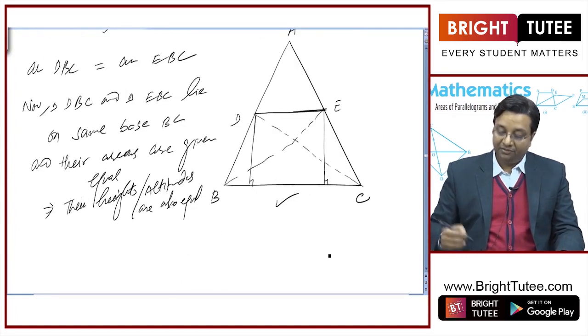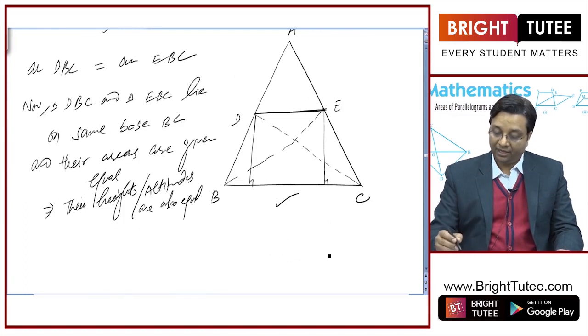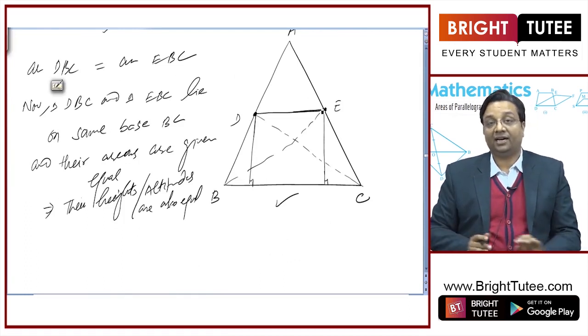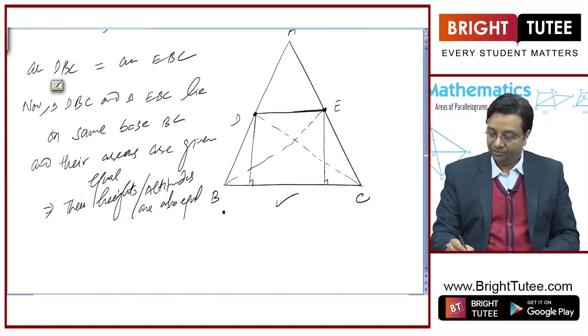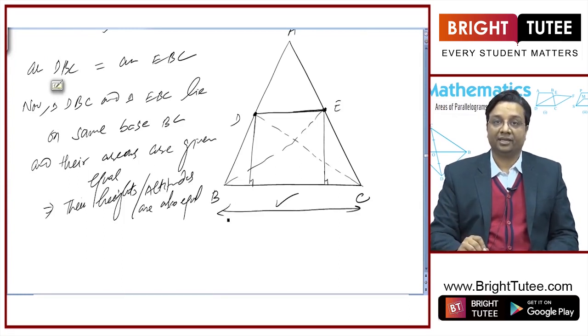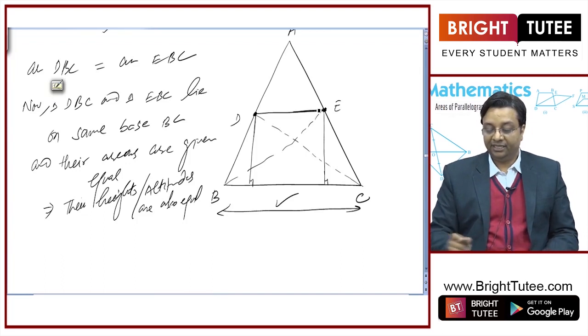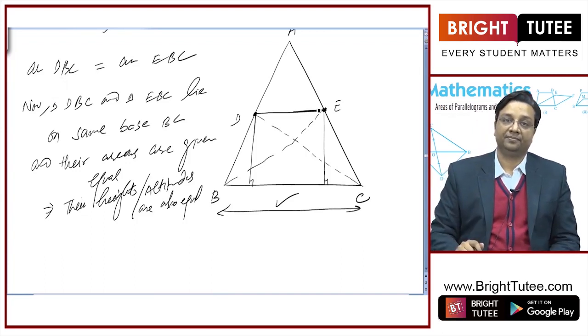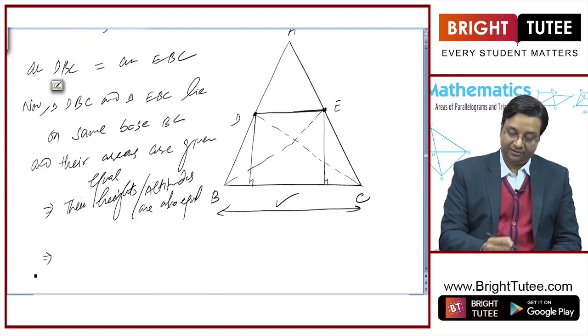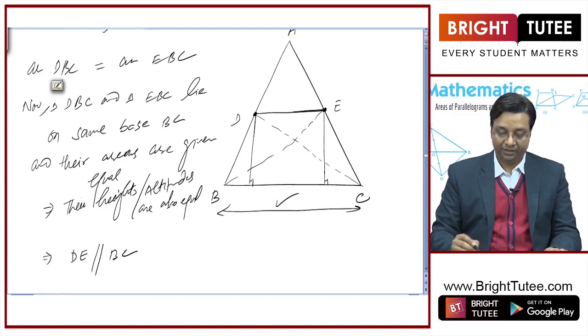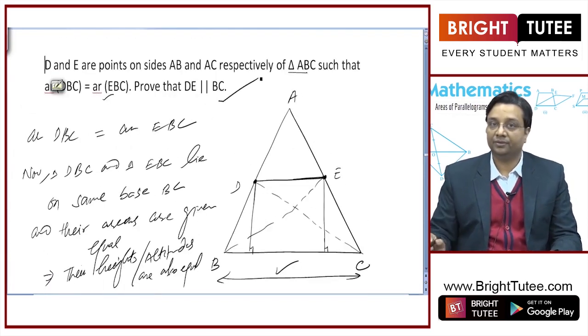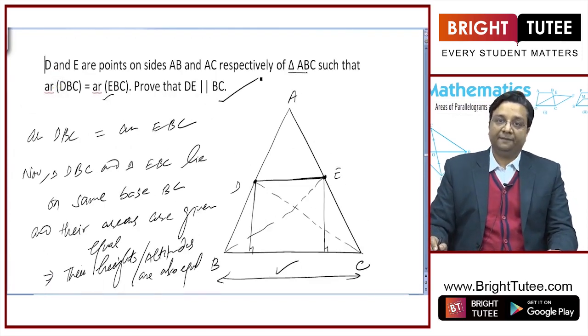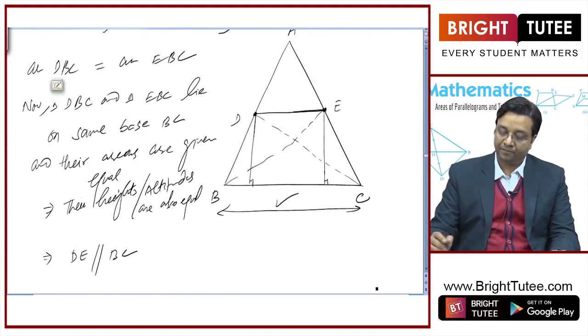Okay, so if their altitudes are equal, then this point D and point E are at the same distance from BC. Hence, if I join DE, it will be parallel to BC. Okay, hence DE is parallel to BC, which is what we had to prove, because these are equal.